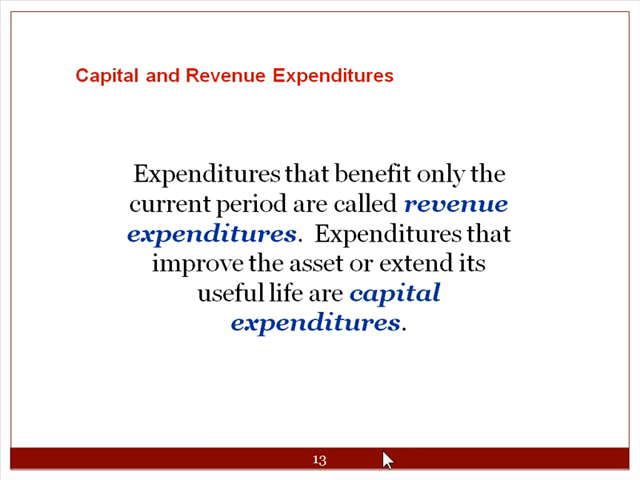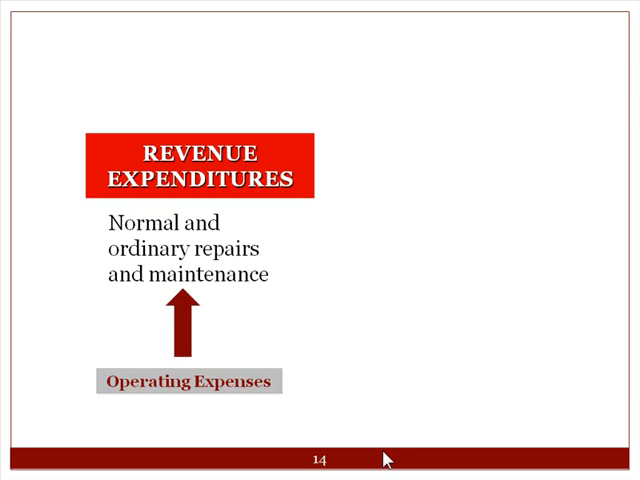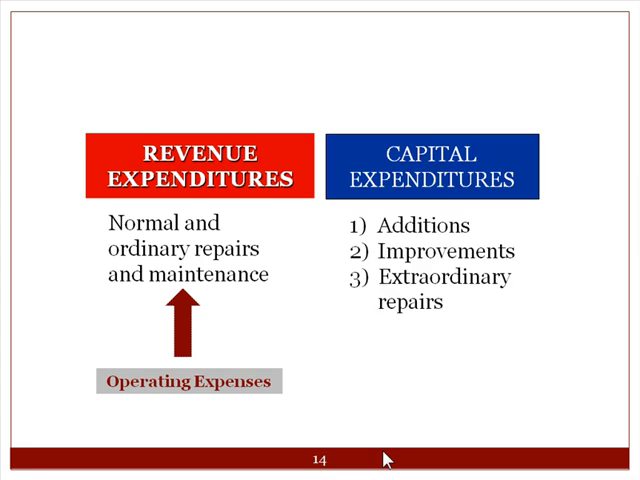The lecture defines capital and revenue expenditures. You'll also hear me refer to revenue expenditures as operating expenses. Expenditures that benefit only the current period are called revenue expenditures, which is kind of an ironic title, I think. In real life accounting, practitioners such as myself just call those operating expenses. Expenditures that improve the asset or extend its useful life are called capital expenditures. Revenue expenditures, normal and ordinary repairs and maintenance, those are operating expenses. Capital expenditures, additions, improvements, extraordinary repairs.